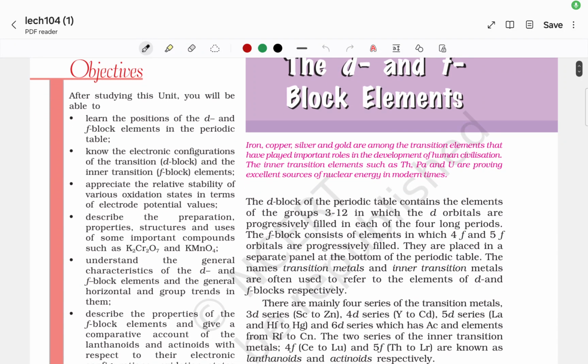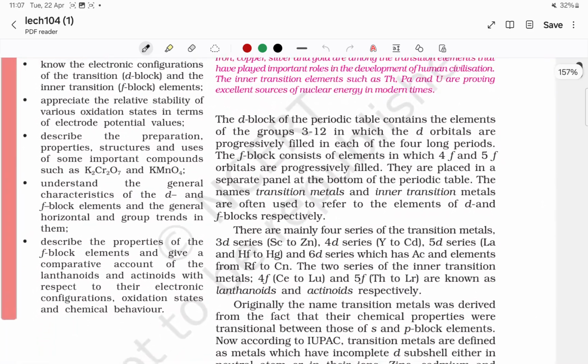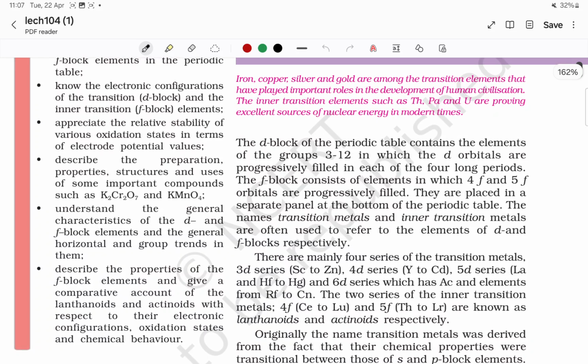So the D and F block is most of the chapter. Actually, it is the most important chapter, in which a question will surely come, and that question will also be directly from the NCERT line. Okay, so we'll read line by line.